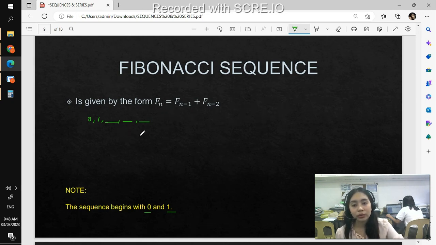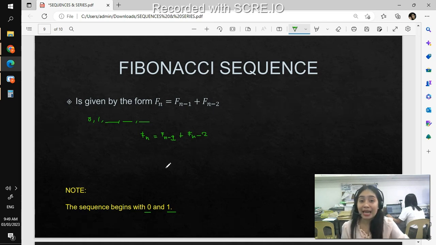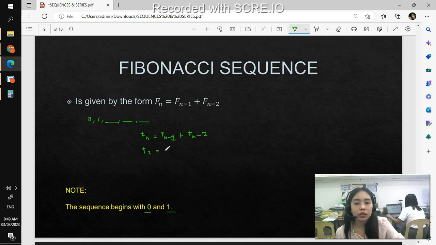Suppose we are to look for the third term. So this gives us F sub n is equal to F sub n minus 1, all right, plus F sub n minus 2. Since we are looking for the third term, we replace n with 3. This gives us F sub 3, which is equal to F sub 3 minus 1 plus F sub 3 minus 2. Okay? Now, let's subtract the subscript.